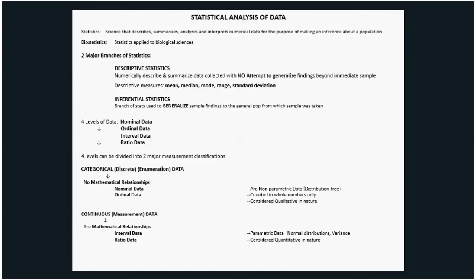Interval and ratio data is continuous or measurement type data. It is parametric, meaning that you've got a normal distribution, you've got a variance. So you could say that this number varies from the other numbers by this much. With this mathematical or continuous type measurement, you get a mean.